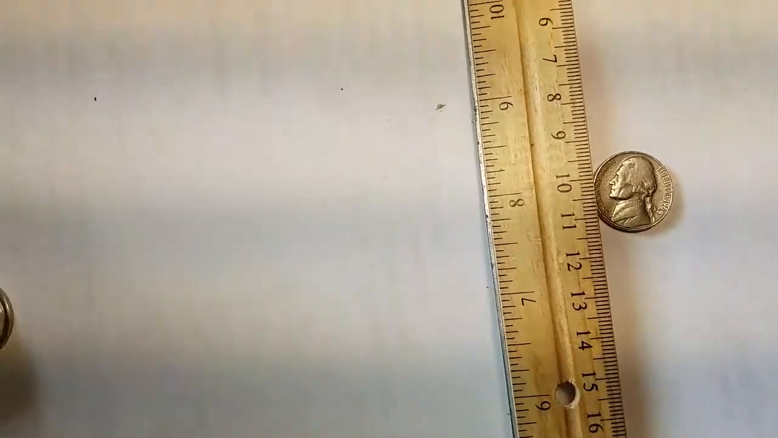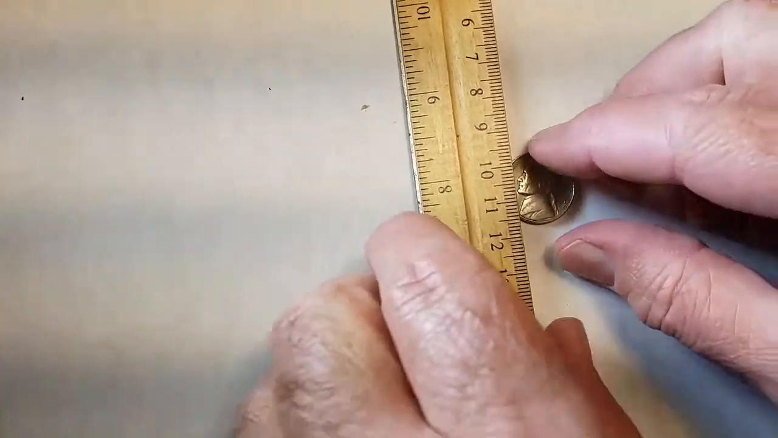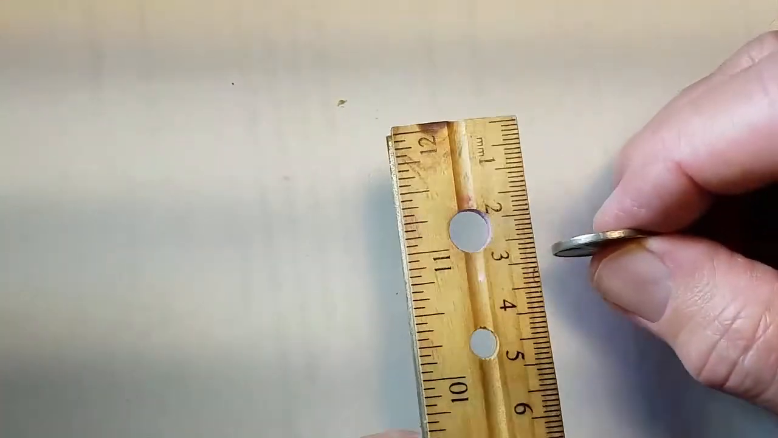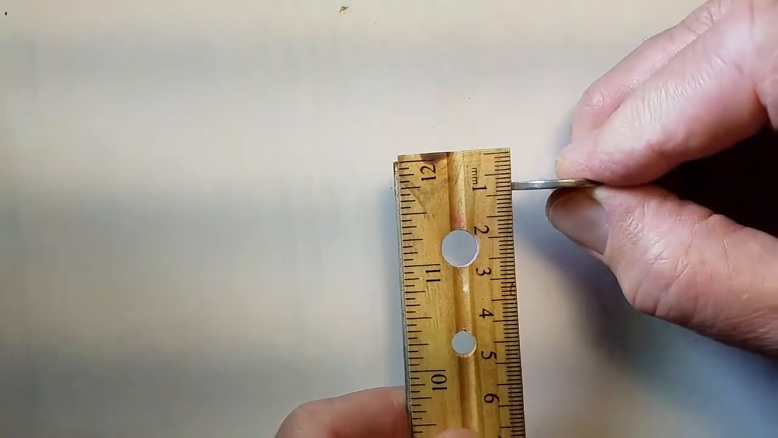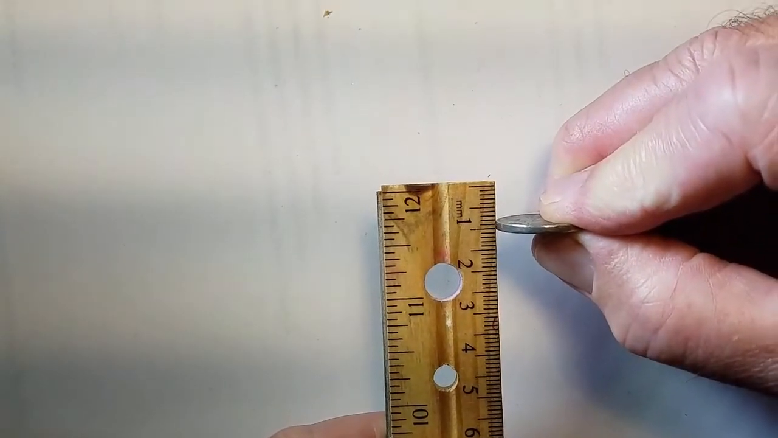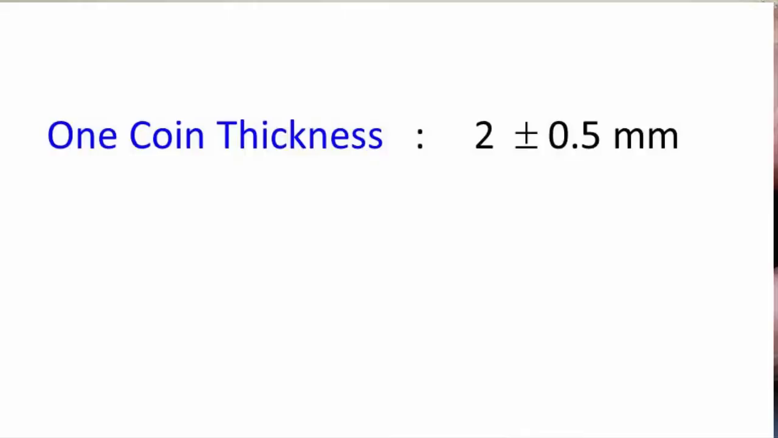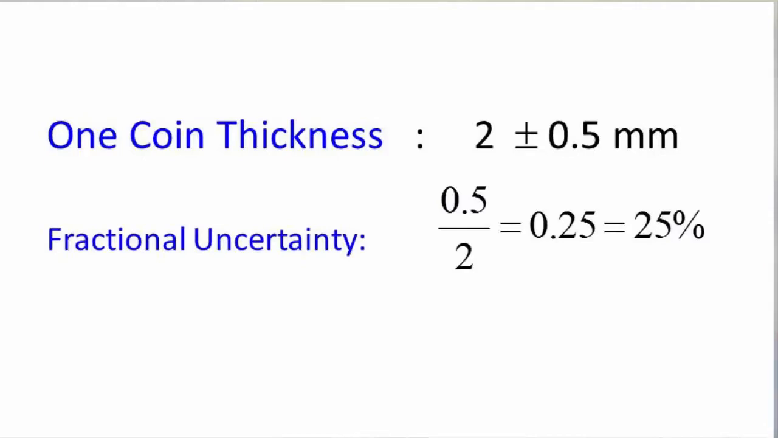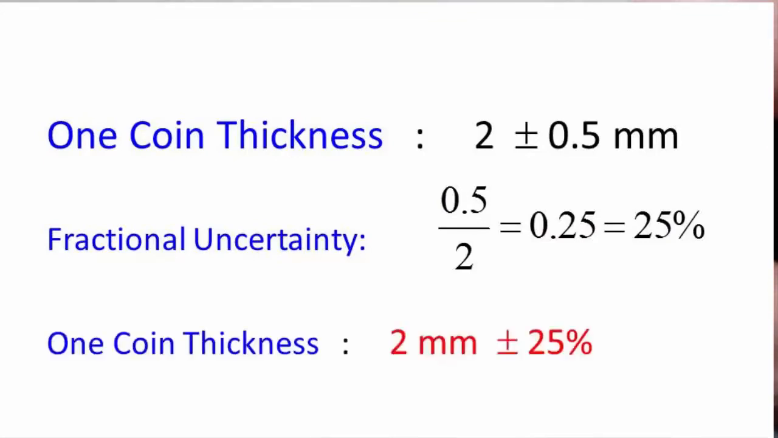Suppose we wanted to measure the thickness of 1 nickel. Using a ruler, we measure it to be just about 2 millimeters. But of course, there is an uncertainty of at least 0.5 millimeters. That's a fractional uncertainty of 0.25 or 25%. So the thickness of the coin has only been measured to an accuracy of 25%, 2 millimeters plus or minus 25%. That's terrible.